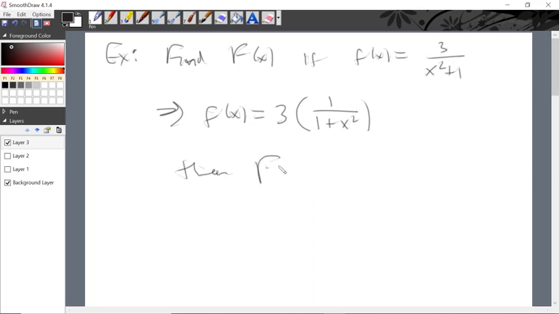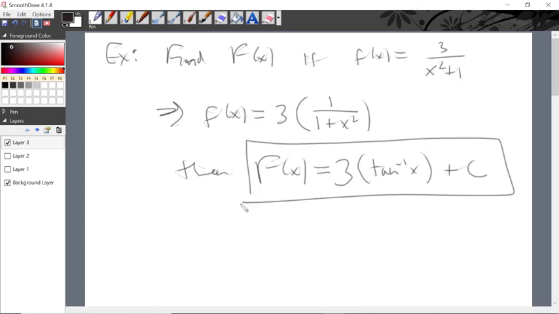Okay, so then the antiderivative, big F of x, first off we can factor out the constant so we can leave the 3 in front, and then we have the antiderivative of 1 over 1 plus x squared, which we know as the arctangent of x. And then we create a family of functions by tagging on a plus c.